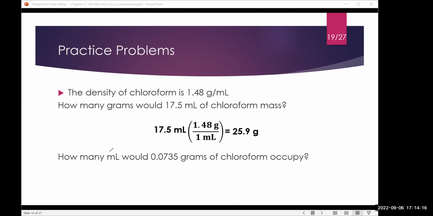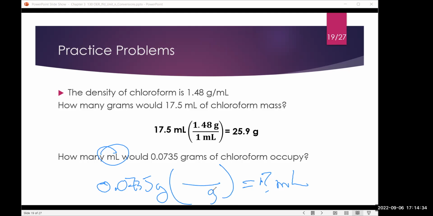In this case, they want to know how many milliliters. Okay, so we're looking for volume, and we are given 0.0735 grams. Okay, and we want grams in the denominator, milliliters in the numerator. Okay, so 1.48 grams, 1 milliliter. Check my units. Units cancel grams, leaving me with single units of milliliters, which is what the question asked for.